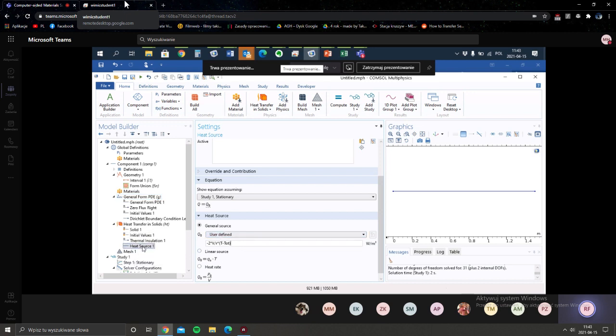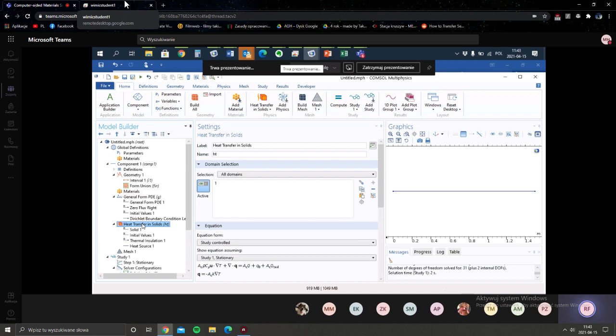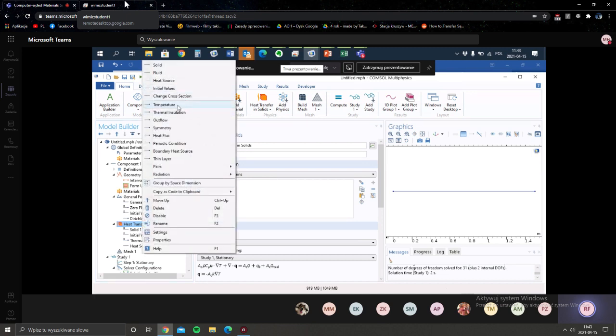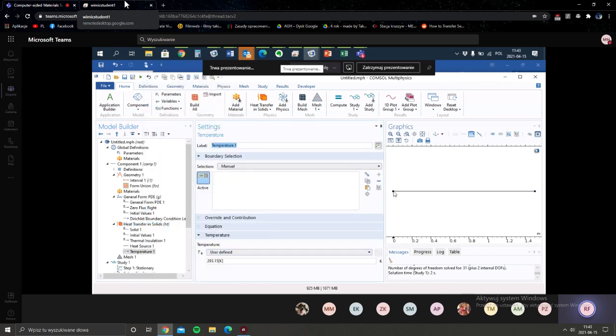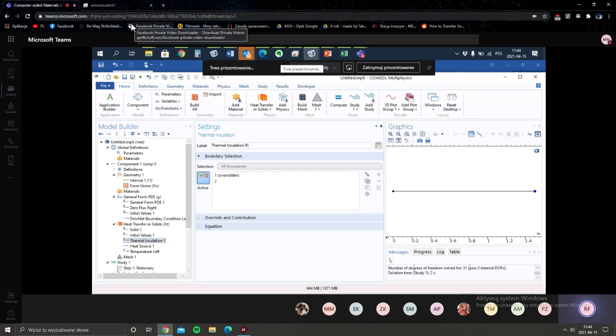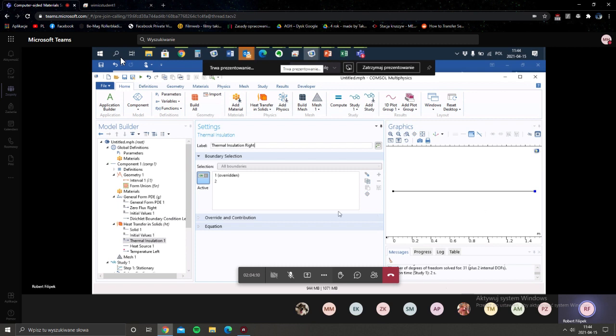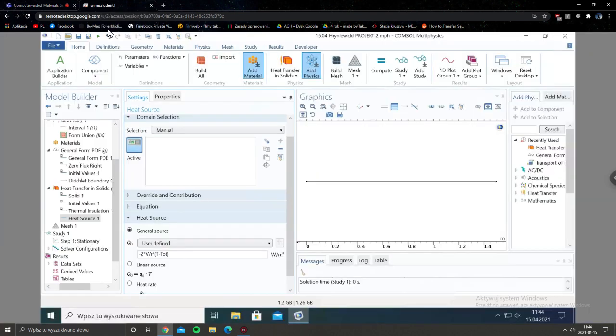All right, so we defined heat source. We need Dirichlet boundary condition, which means exactly that we have to set the temperature. So temperature left, and the temperature is just TL. And heat at thermal isolation at the right boundary is what is correct, because this is also in our model.